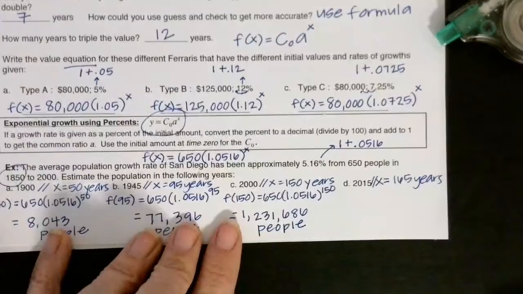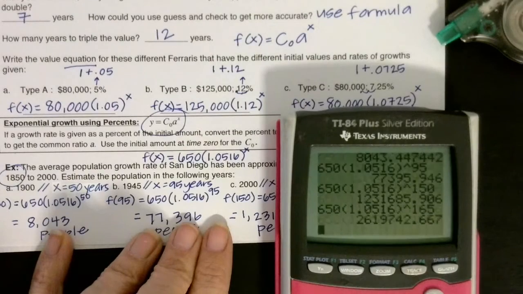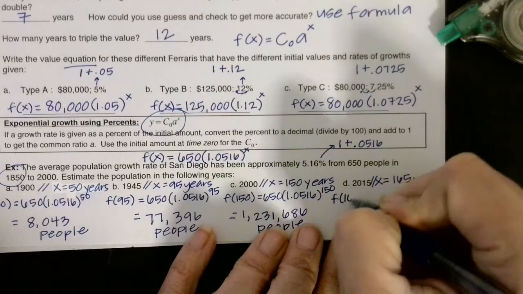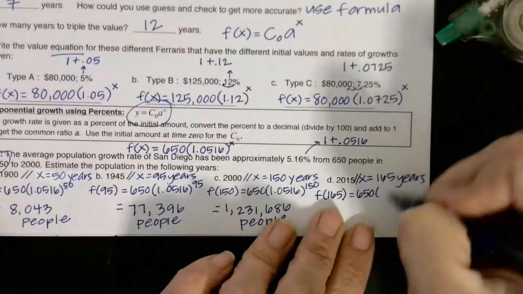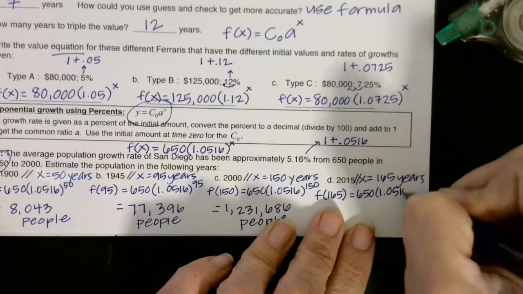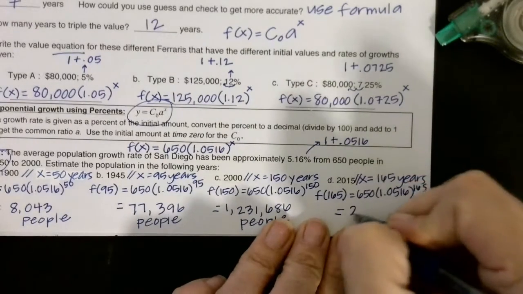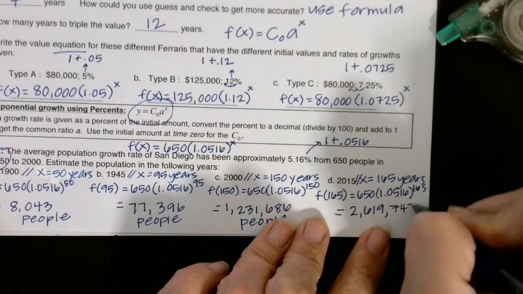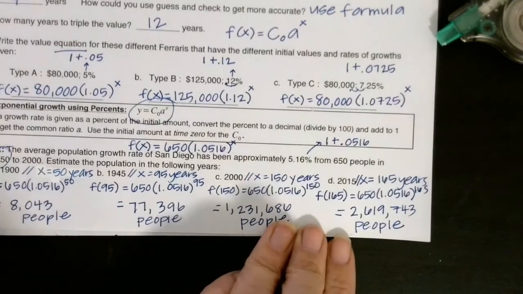And our very last one, 165 years later. Again, I typed it into my calculator first, but I got to show my work. I have to show what I plugged in where. And I get 2,619,743 people. That's a lot of people. Alrighty, that's it for today.